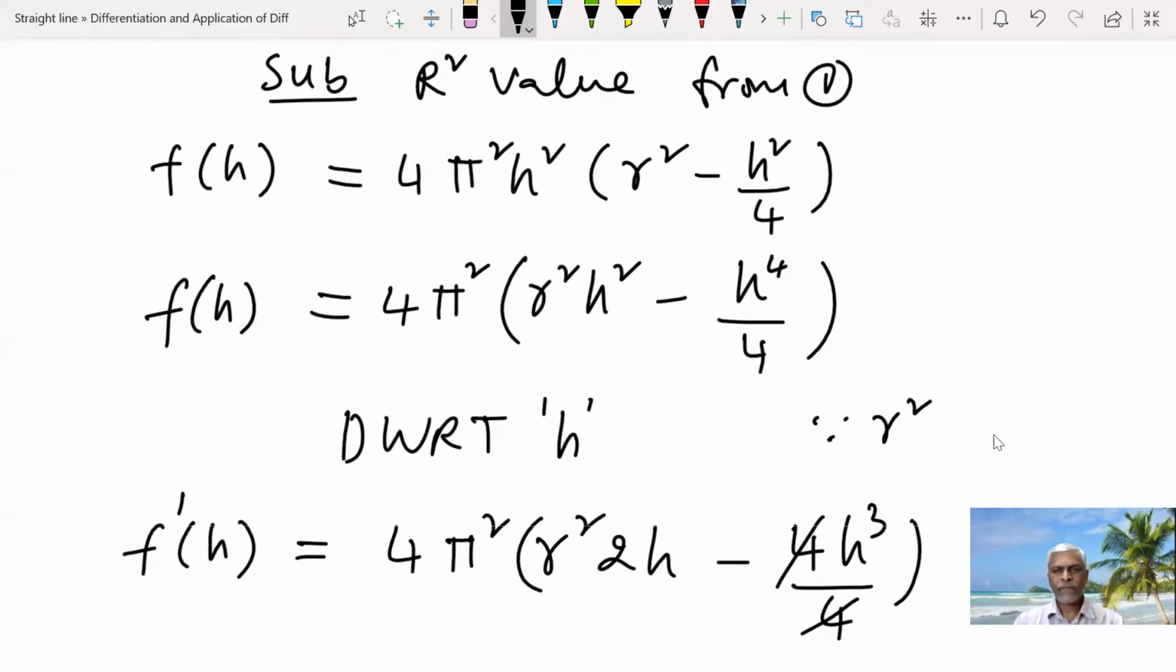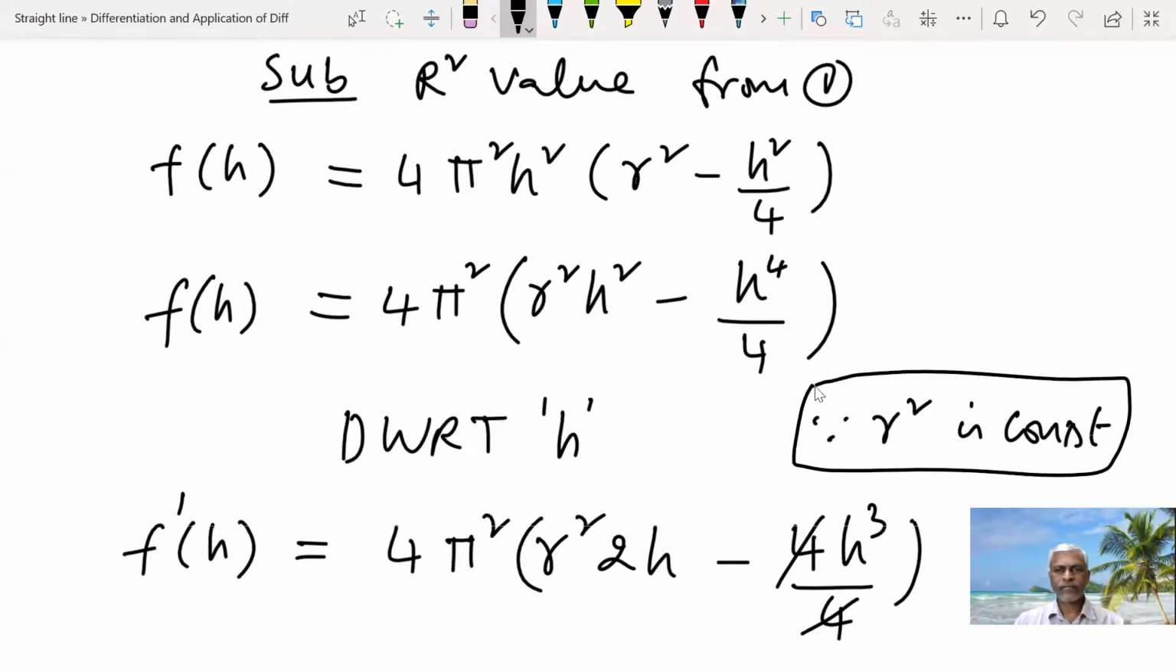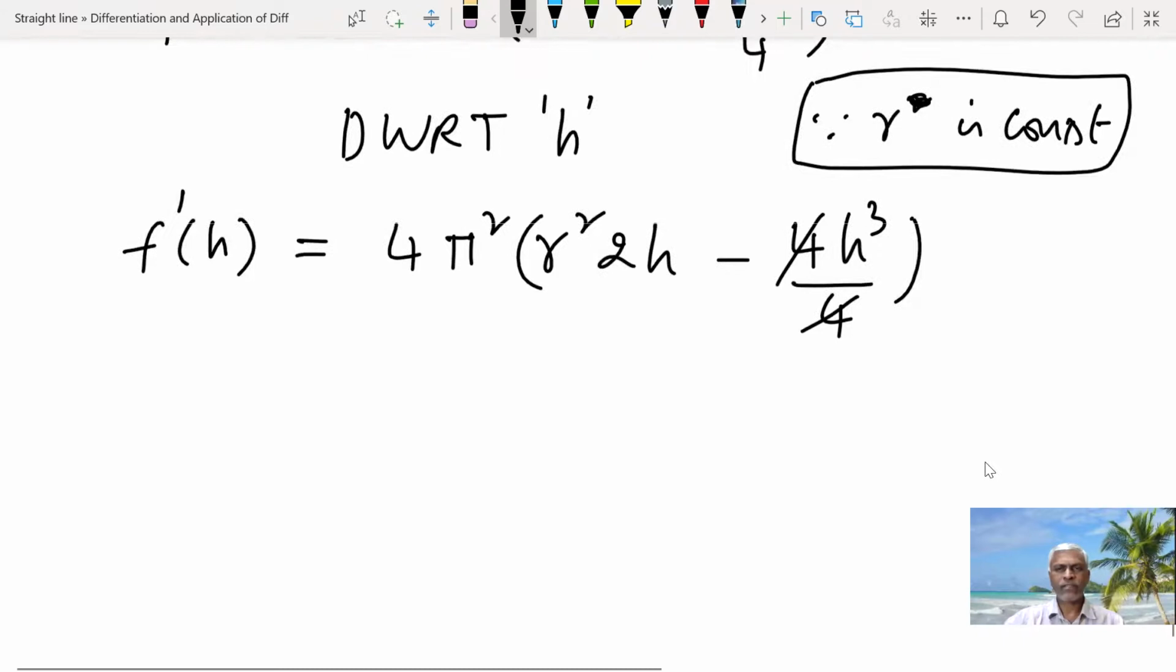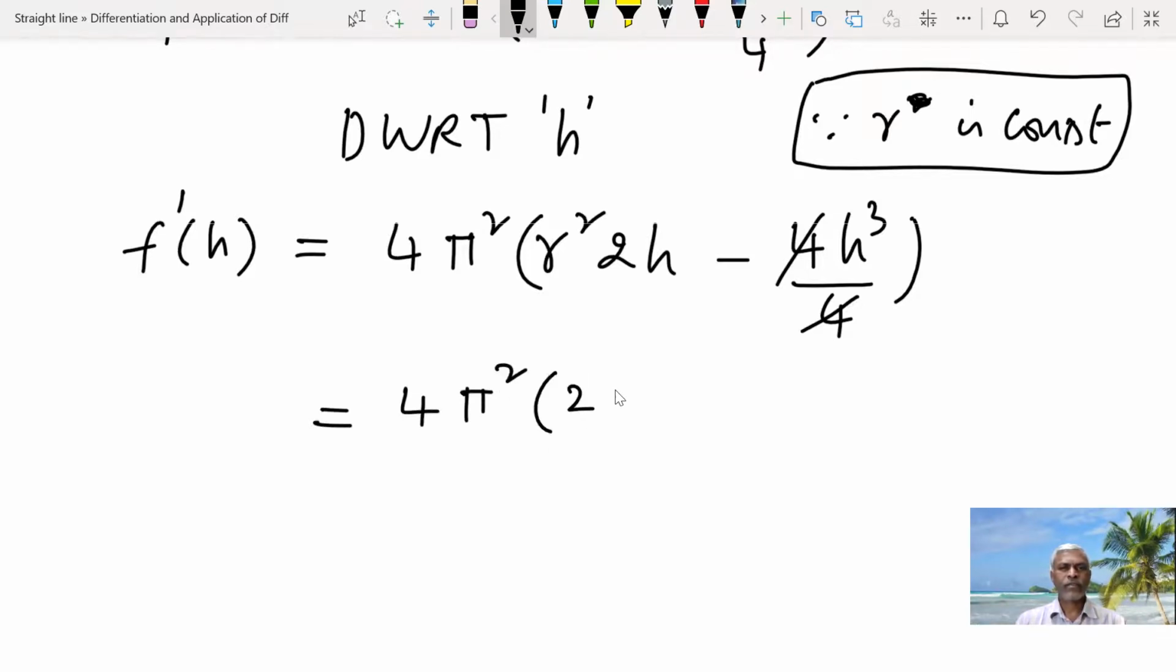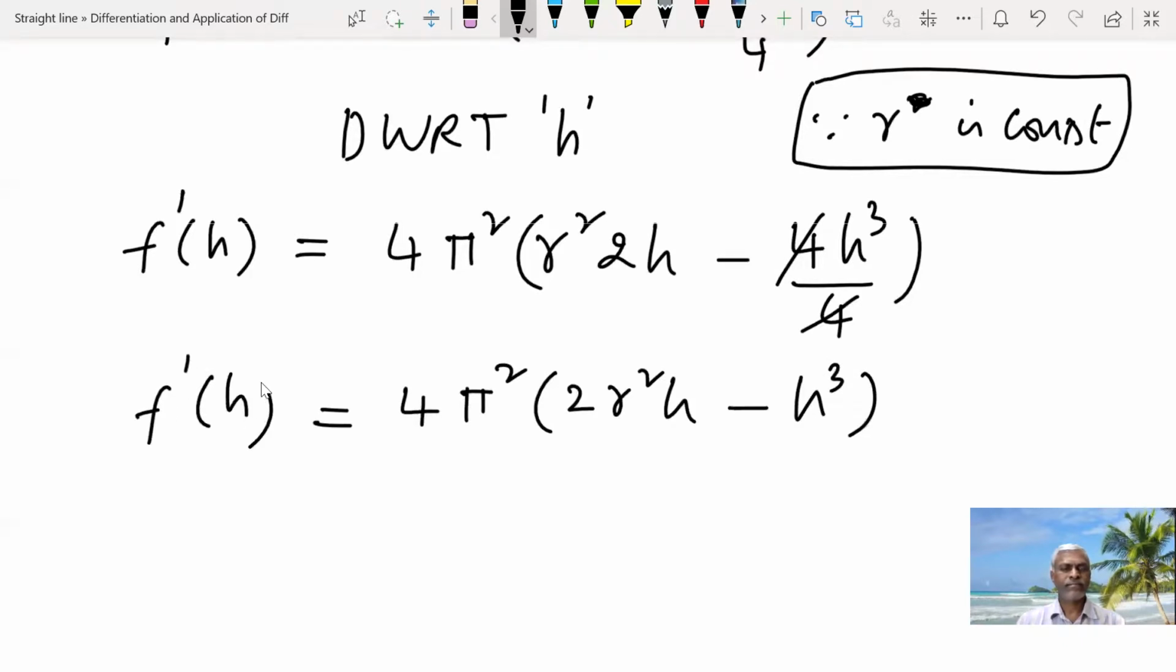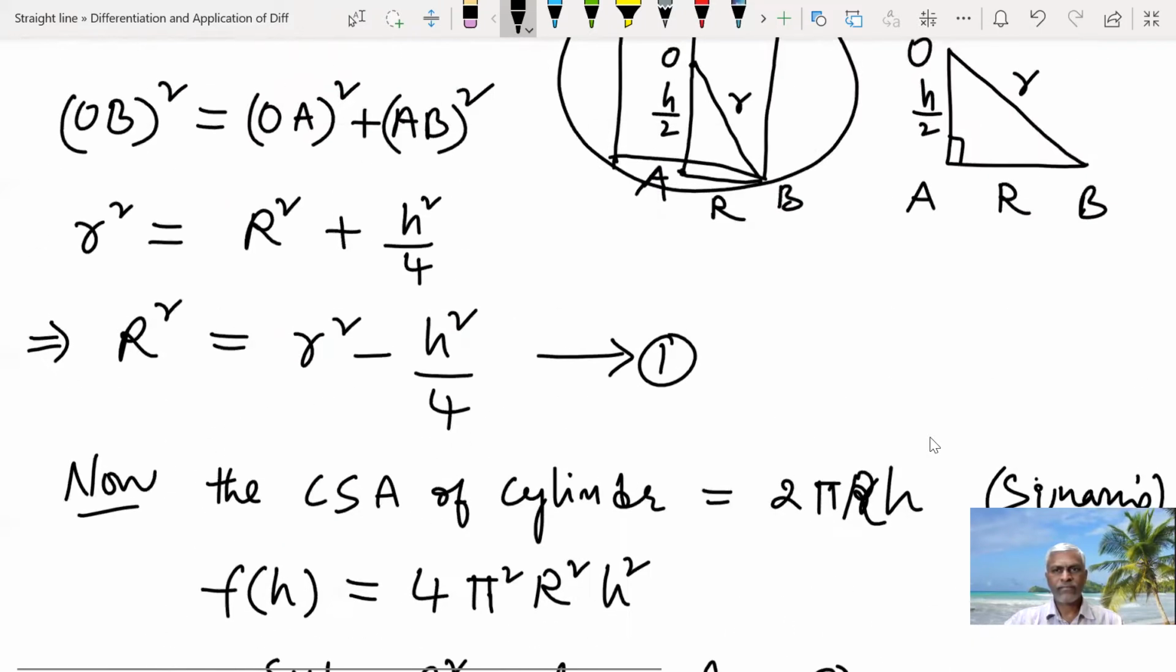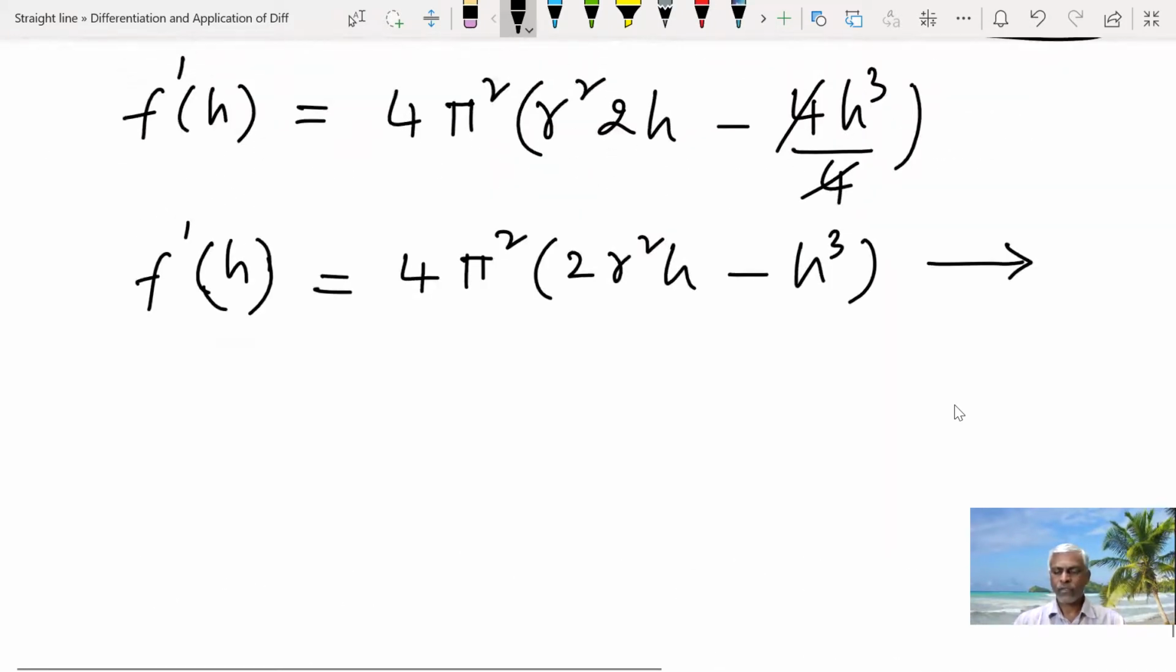r square is constant, r is constant, r square also constant. Now f dash h is equal to 4 pi square into 2 r square h minus h cube. Let us call it equation 2.